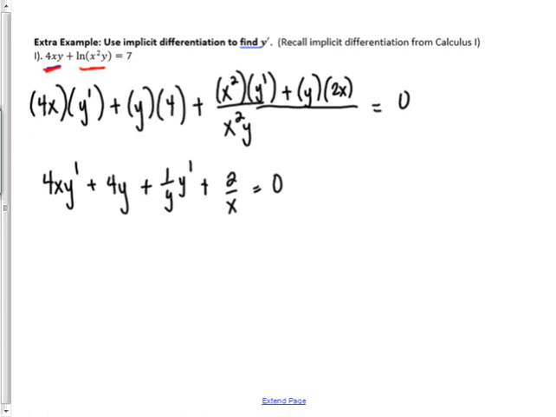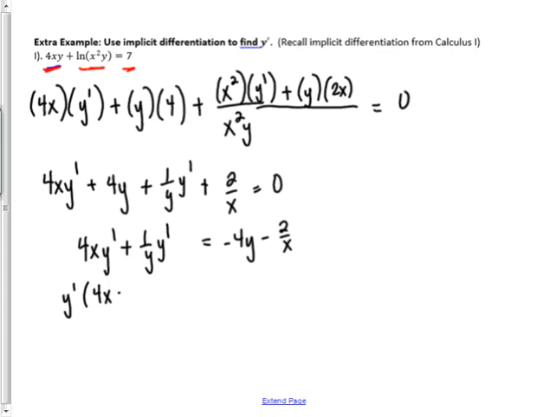So we did here, here, and here. Right, and now you want all of your y primes on the same side. So that's 4xy prime plus y prime over y. And anybody who's not a y prime goes to the other side. So that's going to be a negative 4y and a minus 2 over x. Factor out a y prime: 4x plus 1 over y. And then to get the y prime by itself, which is the whole goal, you divide by that parenthesis.